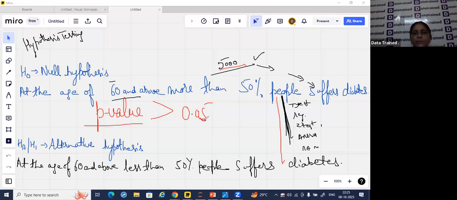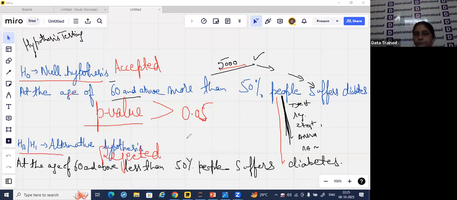So here, I'm getting 0.05. I need to understand what this data is saying. The p-value is greater than 0.05, so I need to understand that the null hypothesis is accepted and the alternative hypothesis is rejected. Null hypothesis is accepted and this one is rejected.